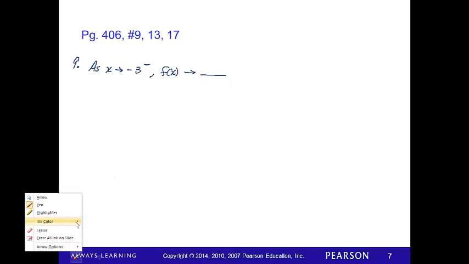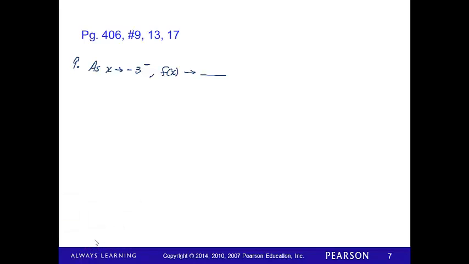All right, let's go back to our books on page 406. Let's look at number 9, 13, and 17. So number 9 says, use the graph of the rational function in the figure shown to complete each statement. Number 9 says, as x approaches negative 3 from the left, remember this negative up here means from the left, f of x is approaching blank. And they left it blank for us to fill in.